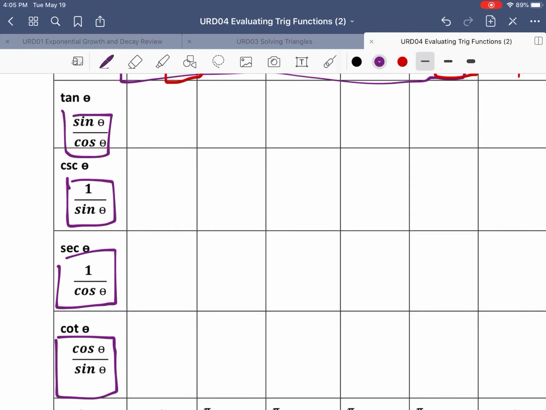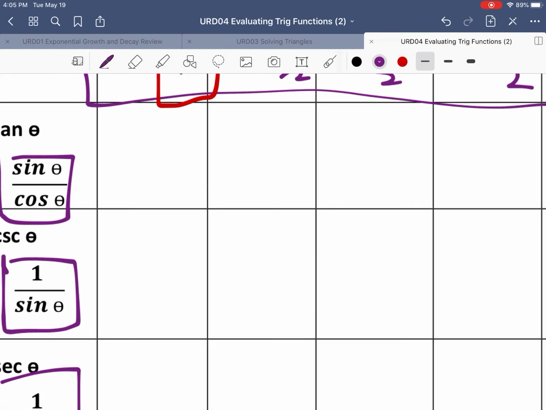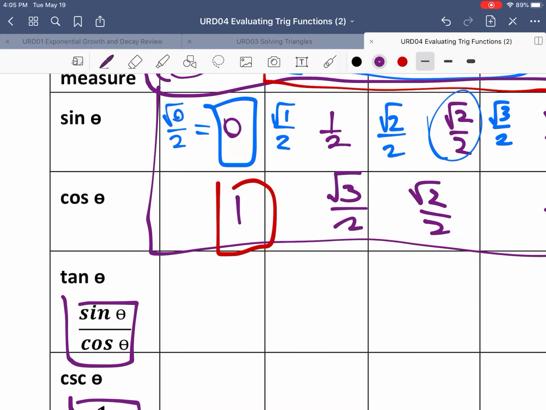So we're going to go through a couple of these. I'm not going to go through the entire table because you don't really need a full table for all of these values. We'll do tangent entirely, and we'll do 0 for the remaining ones. So for the tangent of 0, we're going to do the sine of 0 divided by the cosine of 0, which is going to be 0 divided by 1, which is 0.